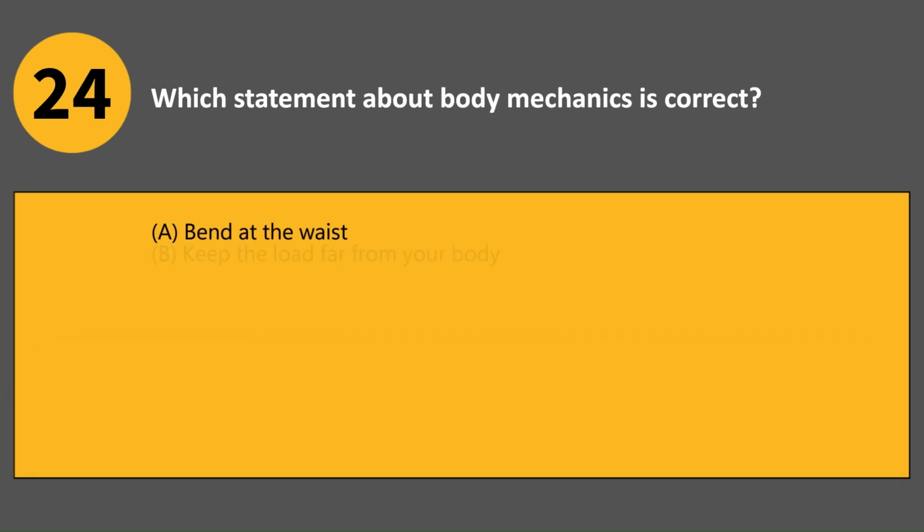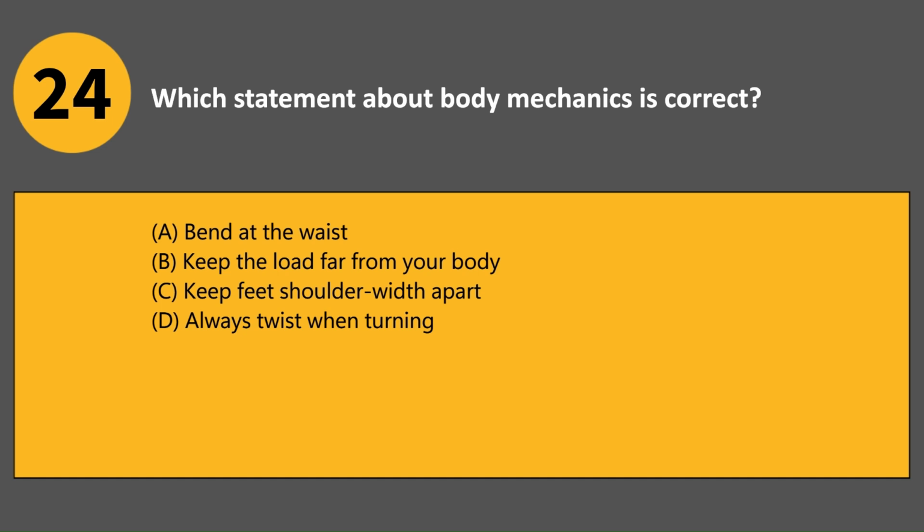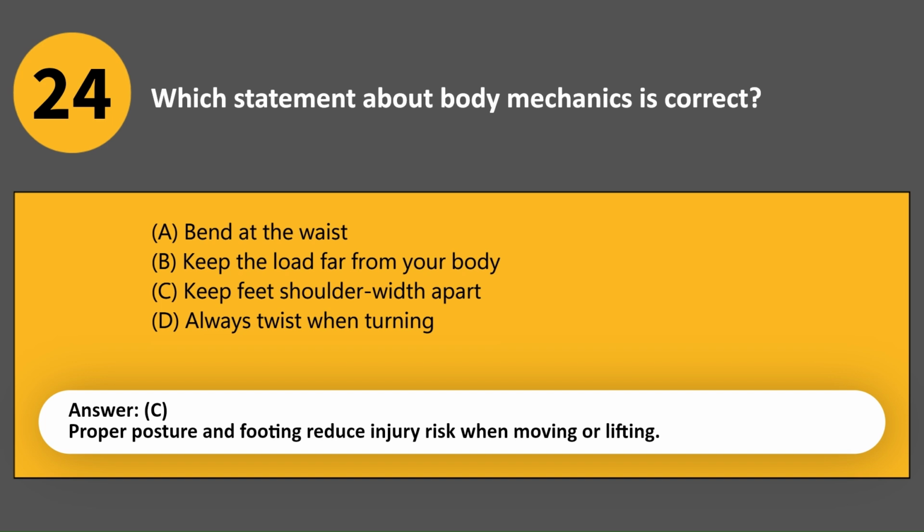Which statement about body mechanics is correct? A. Bend at the waist. B. Keep the load far from your body. C. Keep feet shoulder-width apart. D. Always twist when turning. Answer: C. Proper posture and footing reduce injury risk when moving or lifting.